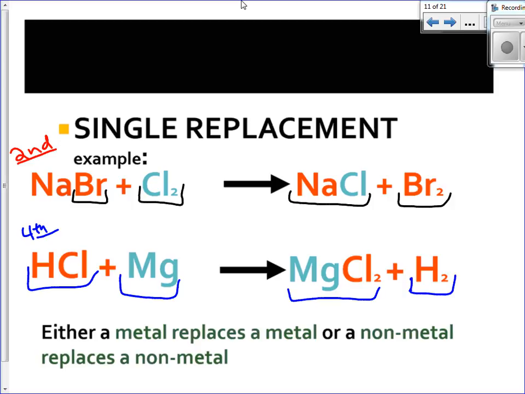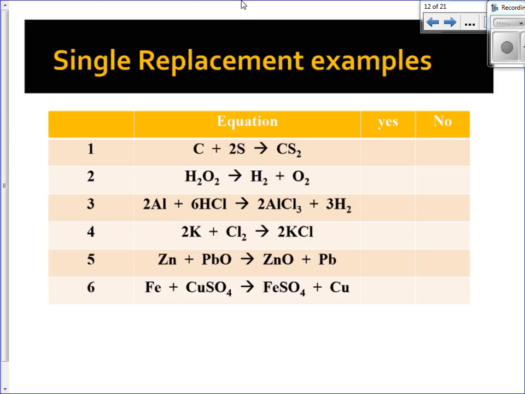Good? All right, so let's look at some examples here. Would number 1 be a single replacement? It is not. Why is it not? It is a synthesis, two things coming together to make one thing. How about number 2? That's a no too, because what is it? This one is decomp. Very good. One thing breaking apart. How about number 3?